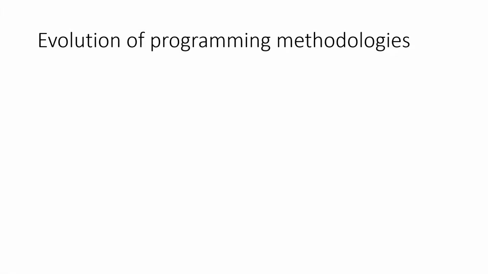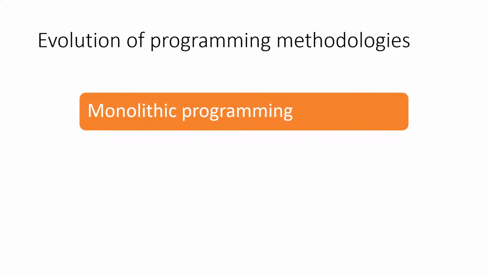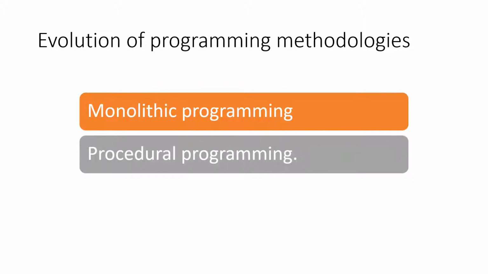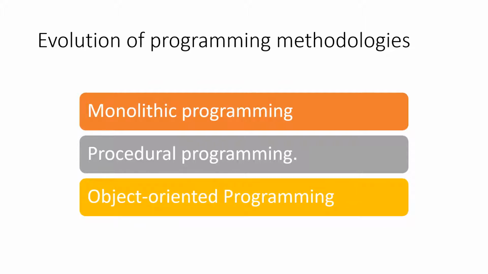Hi, in this video, let us discuss the evolution of programming methodologies. That means, over the period of time, what are the different programming methodologies people have used? The first methodology is called monolithic programming, the second one is called procedural programming, and the third one is object oriented programming. So let us discuss each in detail.